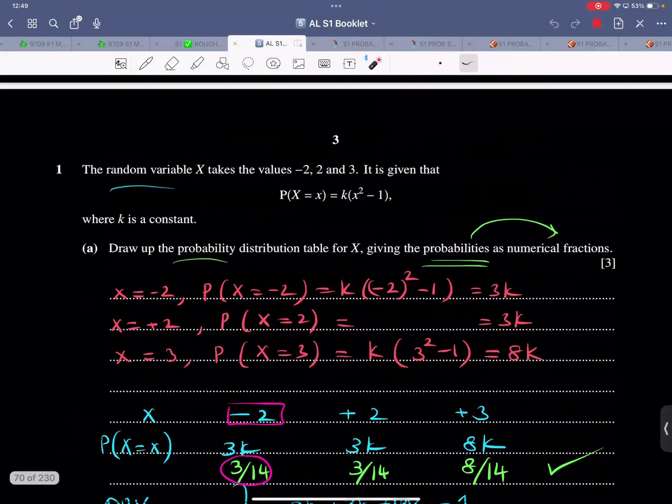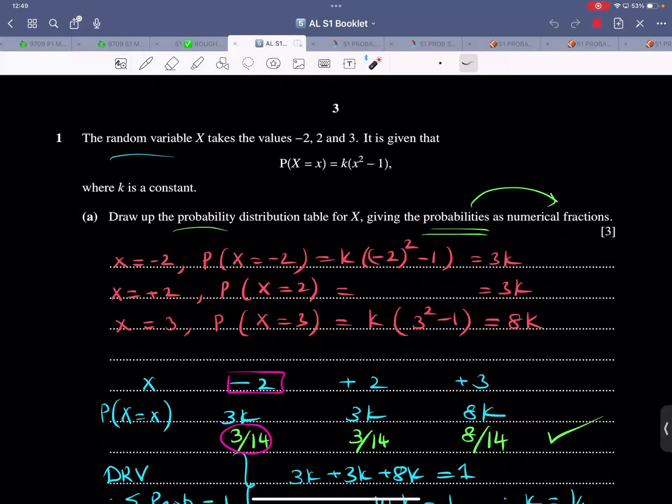The second one, again, a simple question. The random variable X takes the value -2, +2, and 3, and it is given that probability X is equal to X is following this formula. Draw up the probability distribution table for X, giving the probabilities as numerical fractions.